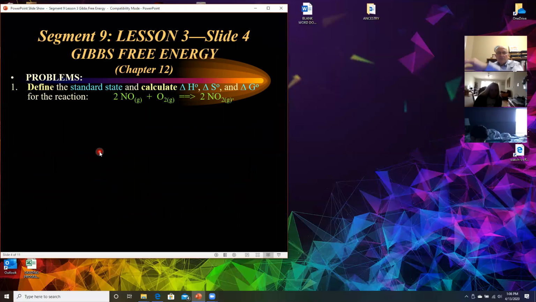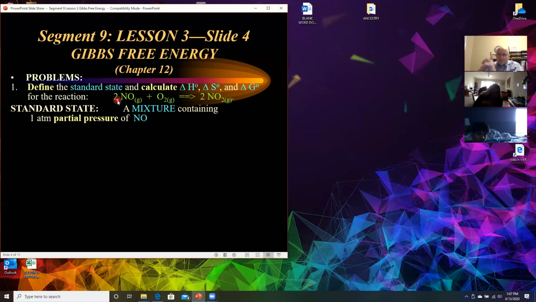Here are some problems with this. So we're looking at a reaction: 2NO gas plus O2 gas goes to 2NO2 gas. And we're expected to define the standard state, and calculate the delta H, delta S, and delta G for that mixture. And now these are with the superscripts. Okay, the standard state. It's a mixture containing what? 1 atmosphere partial pressure of the NO, 1 atmosphere partial pressure of the O2, and 1 atmosphere partial pressure of the NO2.